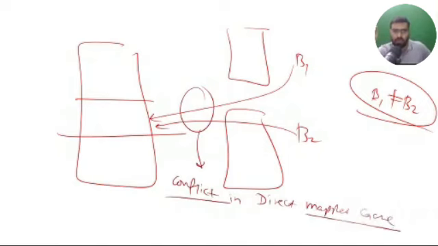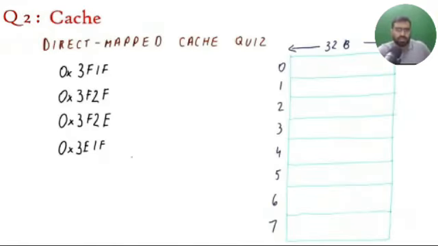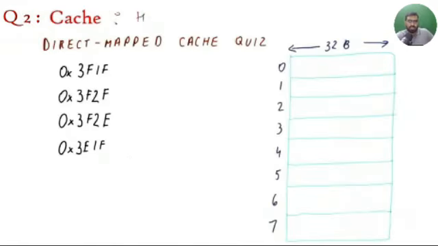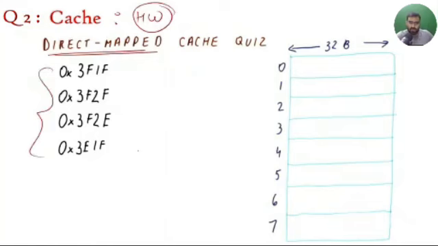You can do a similar question. Let me give you this question as homework. This is a very similar question from the direct mapped cache, just a replica of the previous question. In this question, your main memory has 8 blocks. These are the main memory word addresses, the addresses that we need to access.